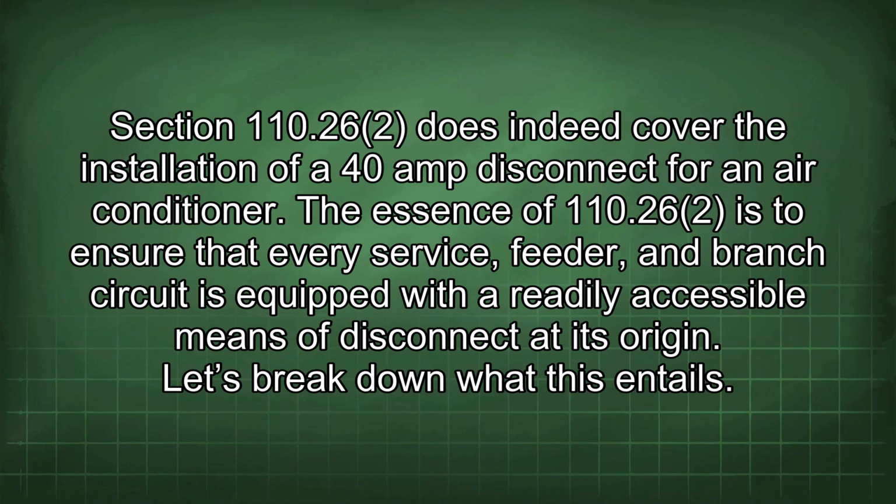Section 110.26 does indeed cover the installation of a 40 amp disconnect for an air conditioner. The essence of 110.26 is to ensure that every service, feeder, and branch circuit is equipped with a readily accessible means of disconnect at its origin. Let's break down what this entails.